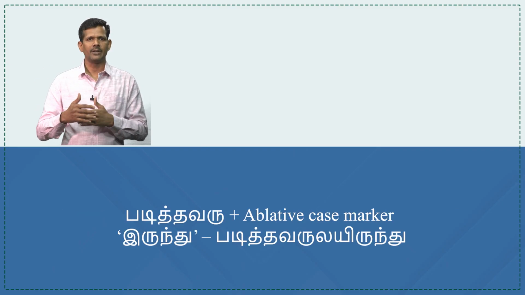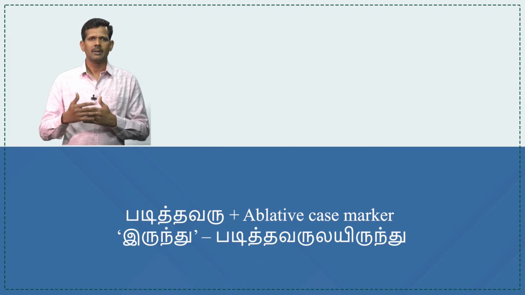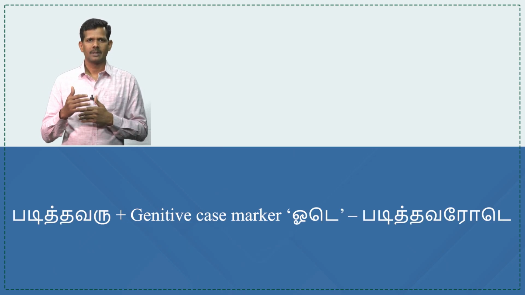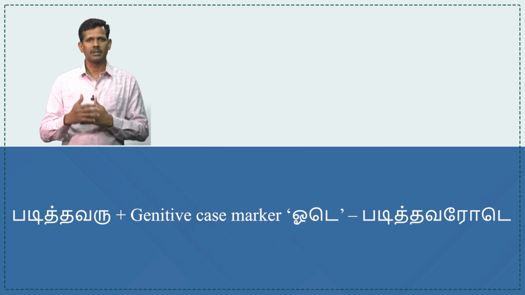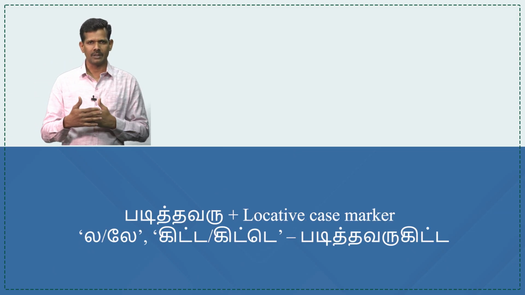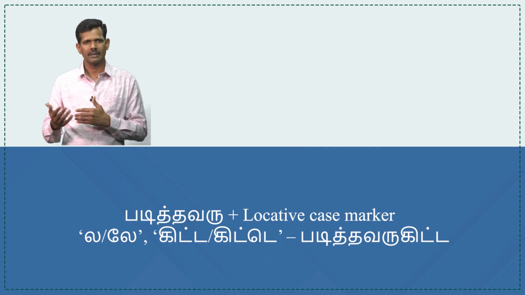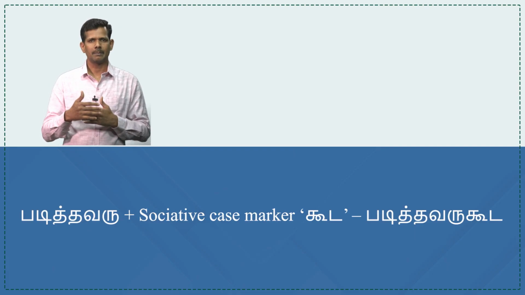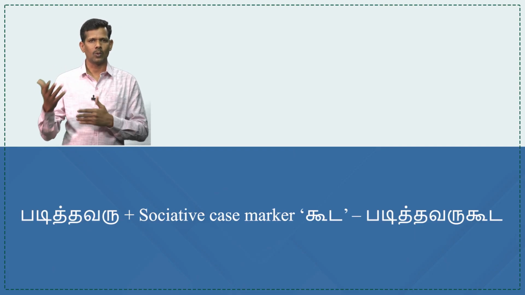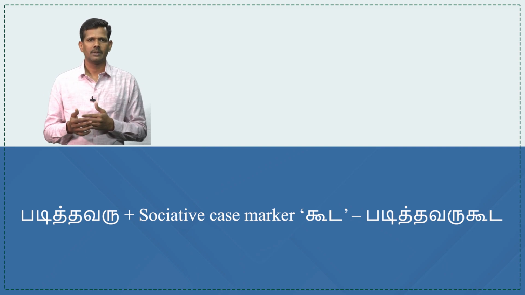படித்தவர் plus ablative case marker இருந்து, படித்தவரிலிருந்து. படித்தவர் plus genitive case marker ஓடே, படித்தவரோடே. படித்தவர் plus locative case marker ல or லே, கிட்ட or கிட்டே, படித்தவர் கிட்டே. படித்தவர் plus associative case marker கூட, படித்தவர் கூட. Similarly, we can use the case markers with any participial noun.